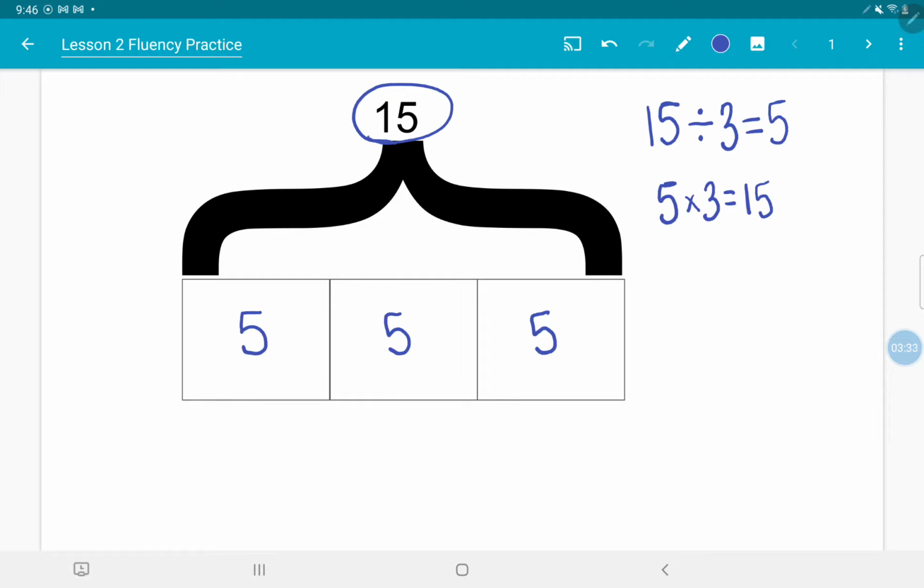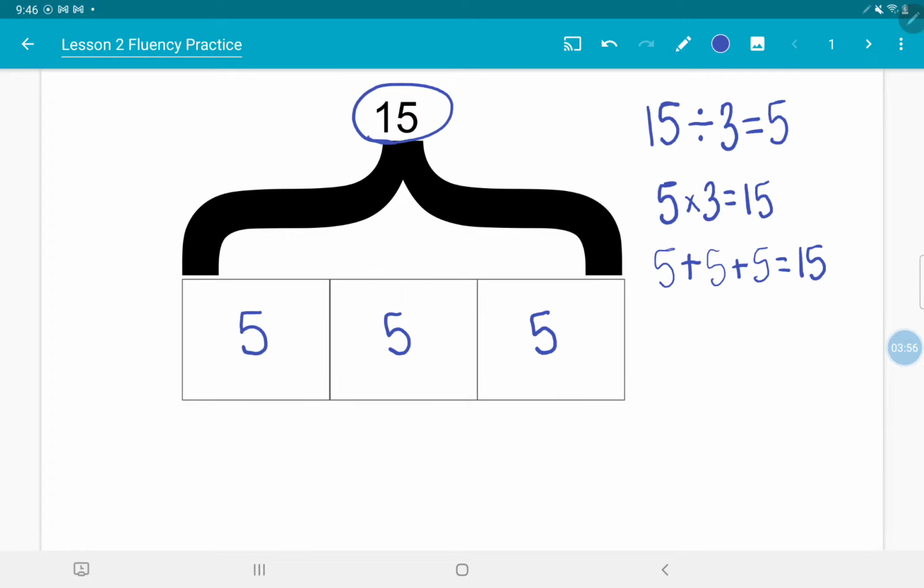What's that going to look like, Jacob? We're going to write 5 3 times. Yeah, 5 plus 5 plus 5 equals what? 15. And how is 15 represented in our diagram? That's the whole. That's the whole, exactly.